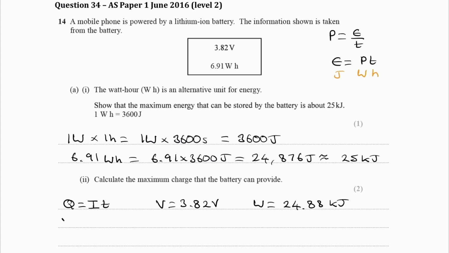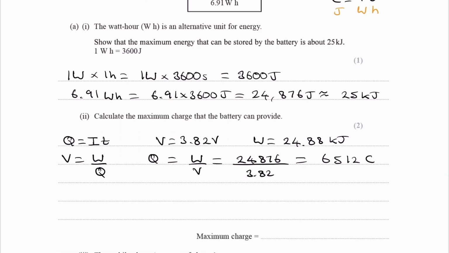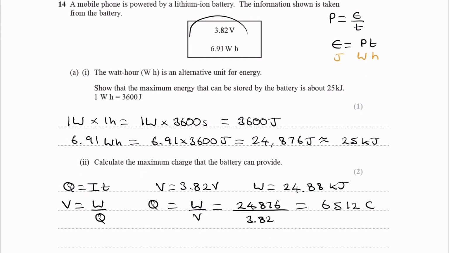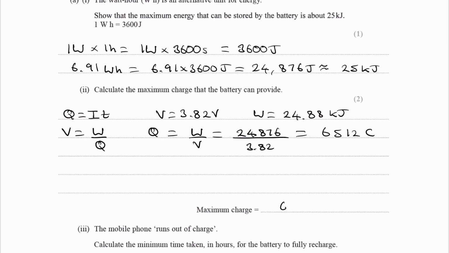We can use the equation potential difference is work done per unit charge, and then rearrange for charge. So charge is work done over voltage, which is 24,876 all over the voltage, 3.82, and that gives us 6,512 coulombs. The quantities in our question are given to 3 significant figures, so we'll give our final answer to 3 significant figures as well. So about 6,510 coulombs.